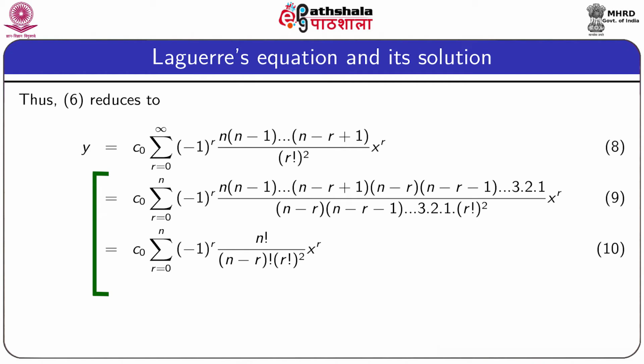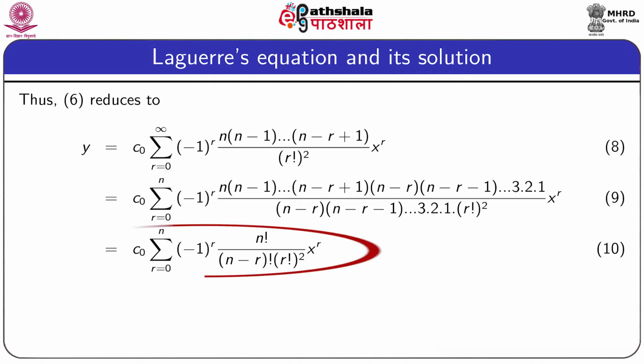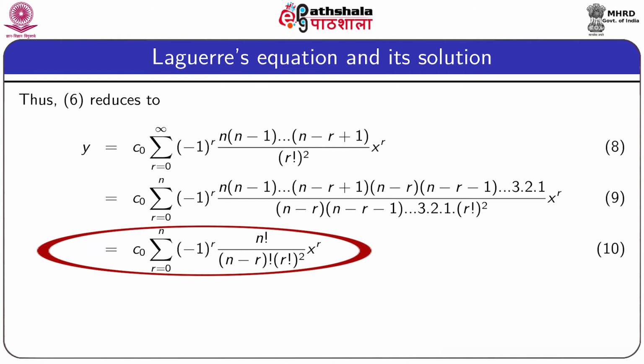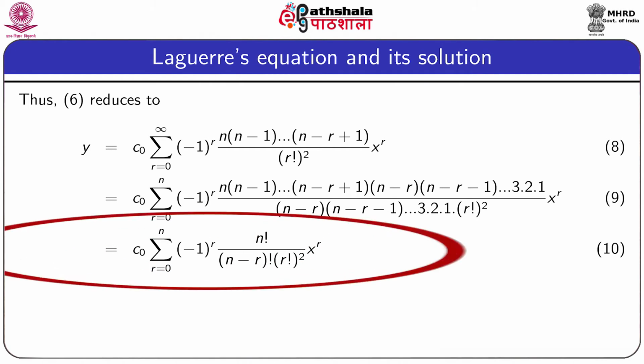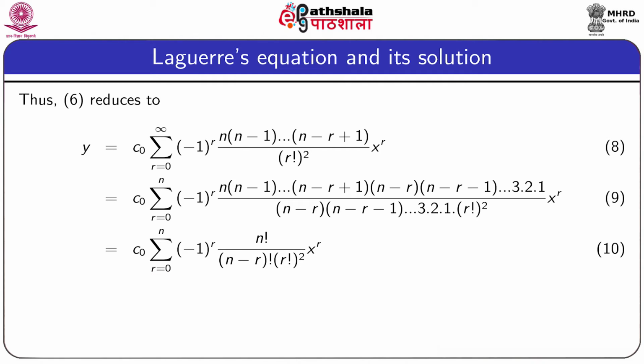So, what you have done in the step given by equation 9 is you multiply both numerator and denominator of equation 8 by (n minus r) factorial. And if you do that, you will get equation number 10 given by C0 summation r equal to 0 to n minus 1 whole to the power r into n factorial divided by (n minus r) factorial into (r factorial) square into x to the power r.